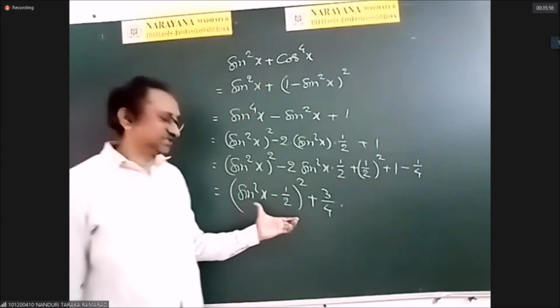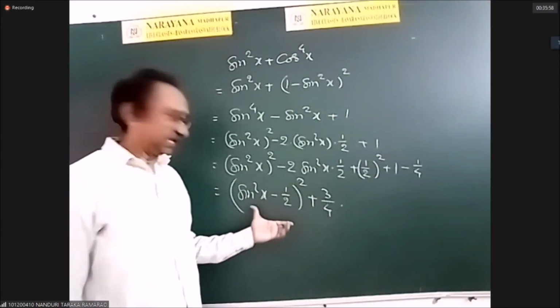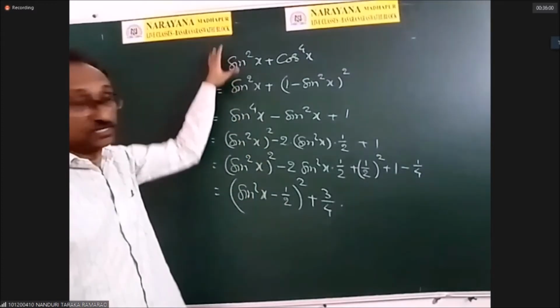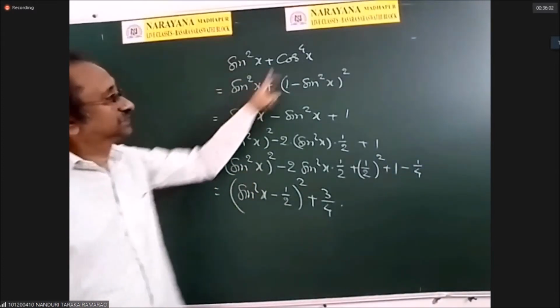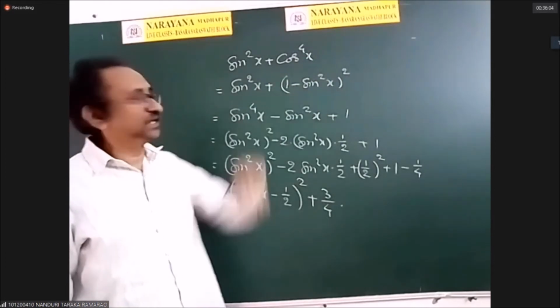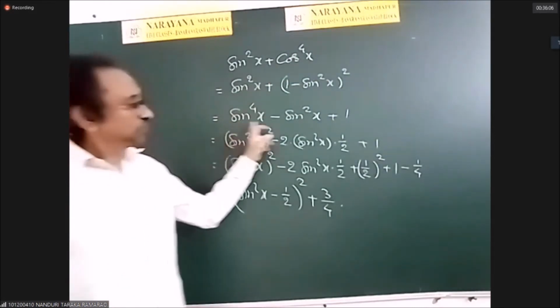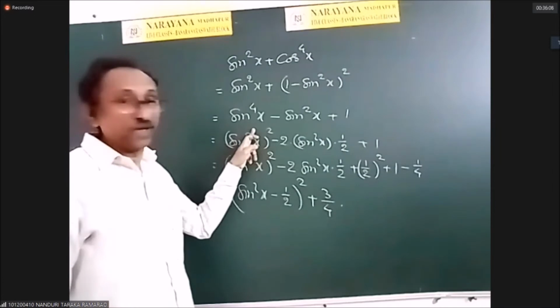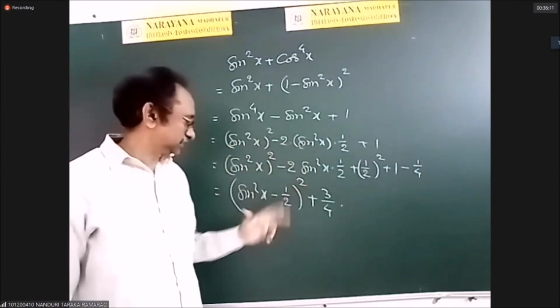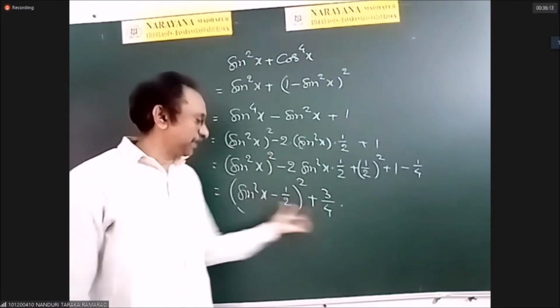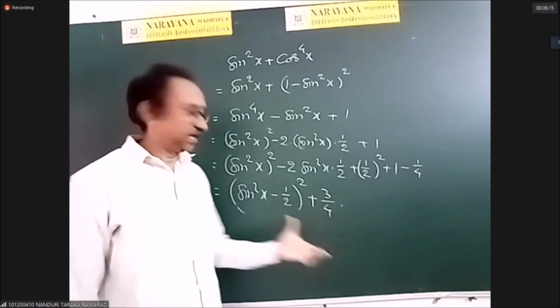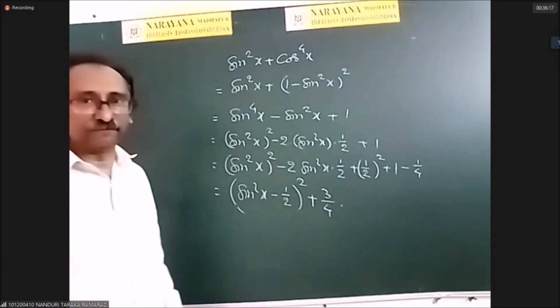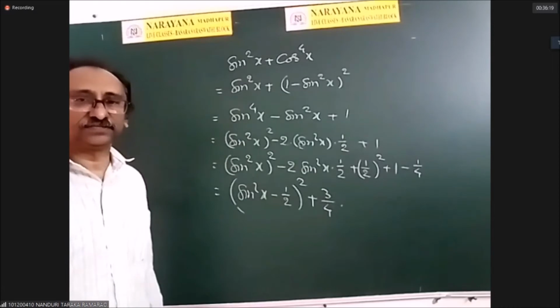Now I can discuss this easily. First of all, understand this. Sin square x, cos square can be written as 1 minus sin square. Expand that. You will get some quadratic in sin square x. So rewrite that so that you will get a perfect square plus some positive number. Then how should we proceed from this step? Let us see. First complete this.